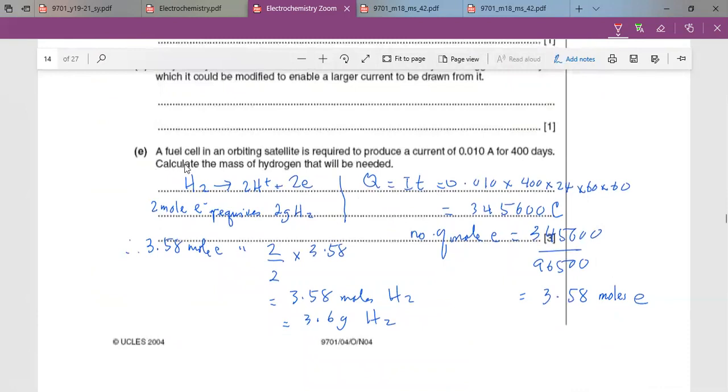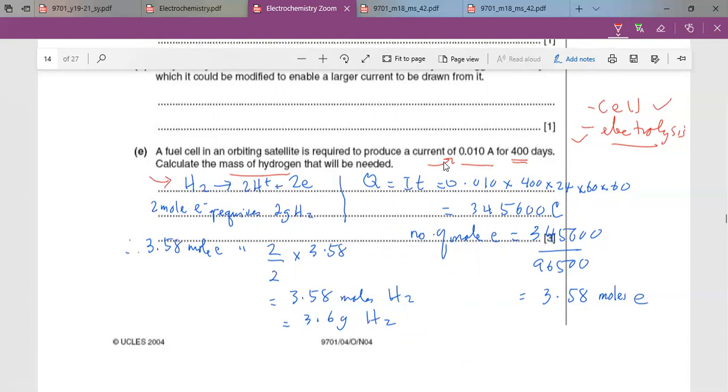So here, a fuel cell in an orbiting satellite is required to produce a current of 0.01. Remember, this whole calculation can be for a cell and for electrolysis also. Both can, as long as it involves current. Now this is a cell. So calculate the mass of hydrogen that will be needed to produce this current for 400 days. So how much weight of actual hydrogen you're going to put into your spacecraft. Remember, this is the equation here.